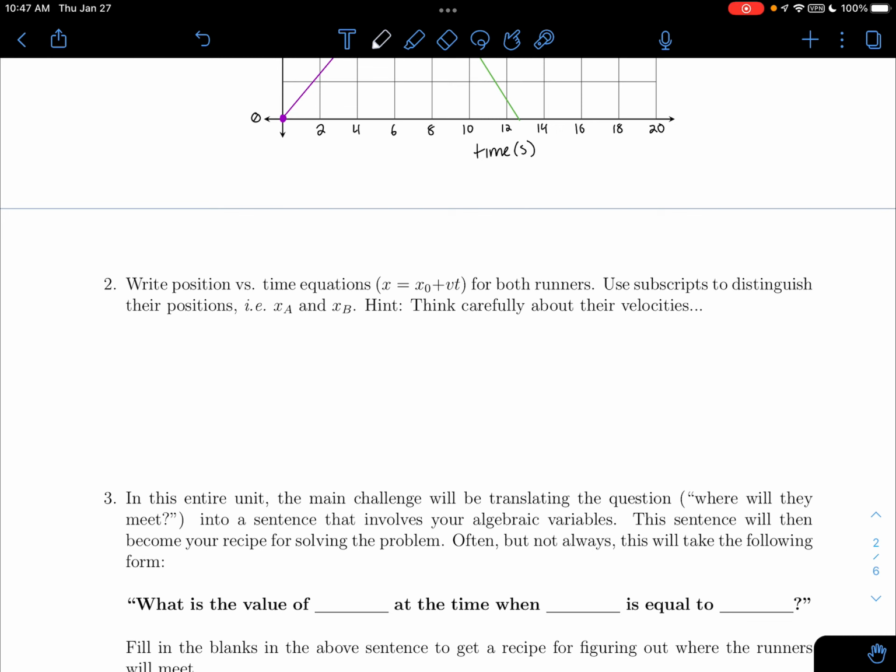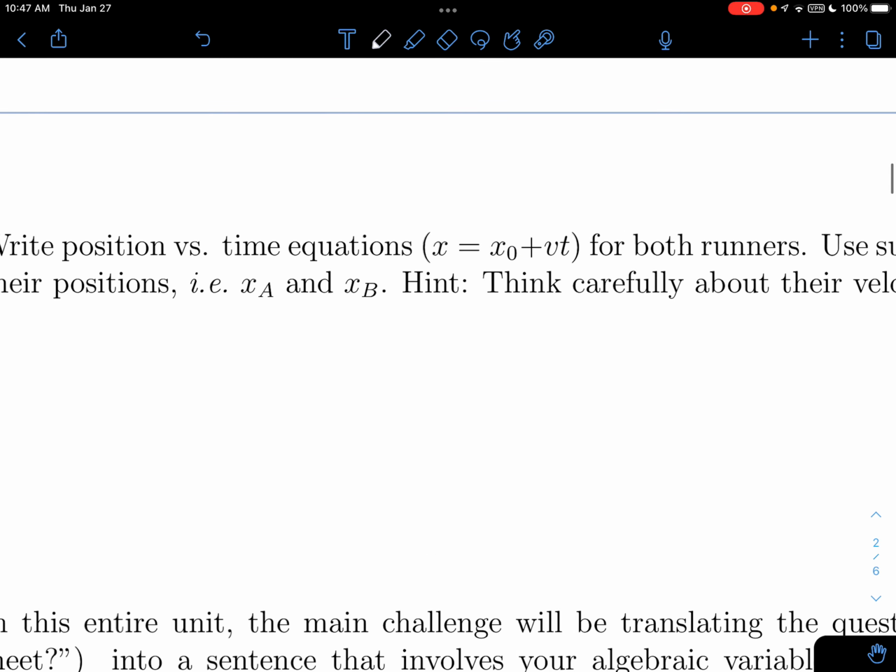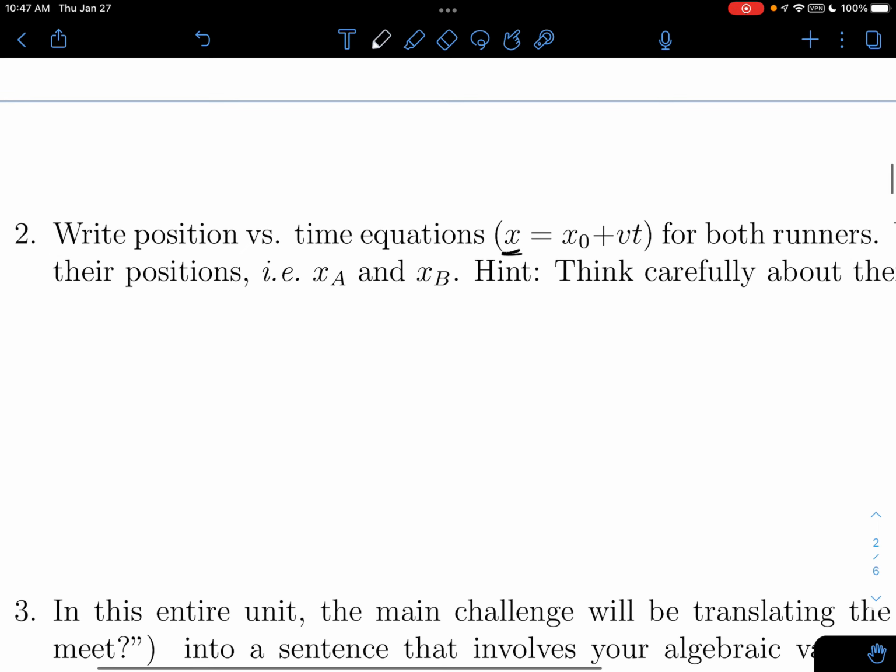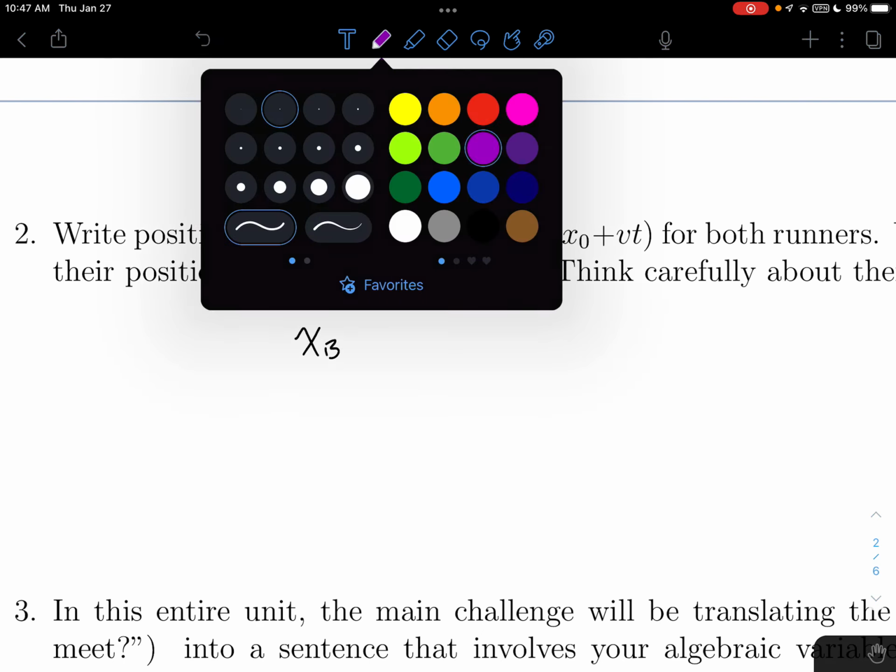All right, so let's start with Bob. This is our equation: our position is our initial position plus our velocity times time. Again, this is with a constant velocity. So let's start with Bob. That's going to be our x_B, and I'm just going to mark this because we said it was purple.